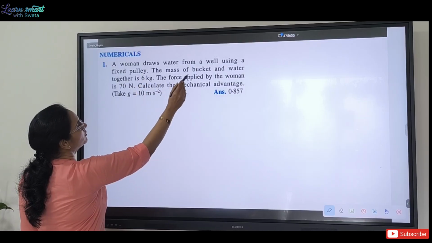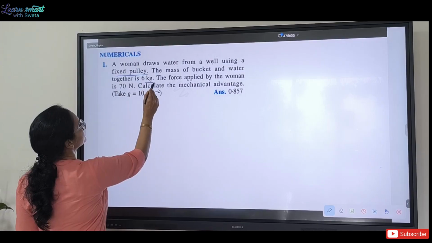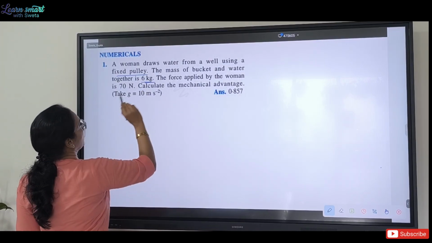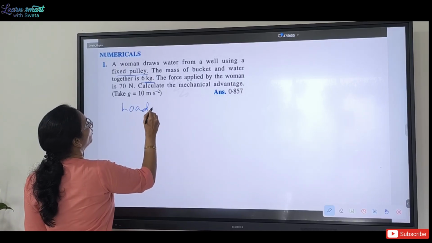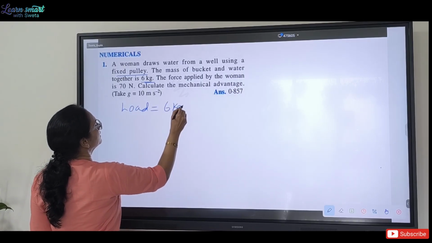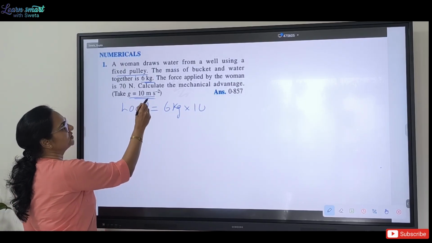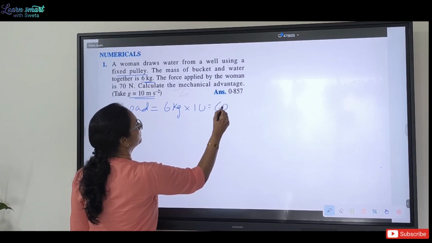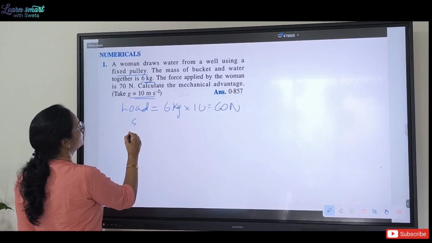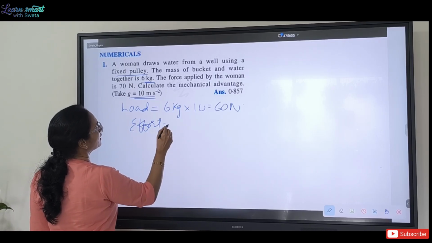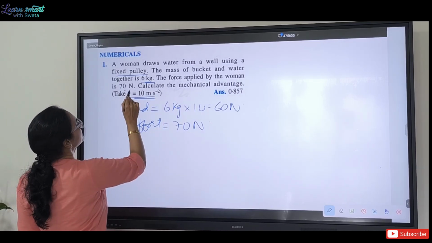A woman draws water from a well using a fixed pulley. The mass of the bucket and the water together is 6 kg. So this is a fixed pulley and the mass of the bucket and the water together is 6 kg, which means load. Load is equal to 6 kg into 10, because they have said take g is 10, so 60 Newton. And the force applied by the woman is 70 Newton, which means effort. Effort is how much? 70 Newton.